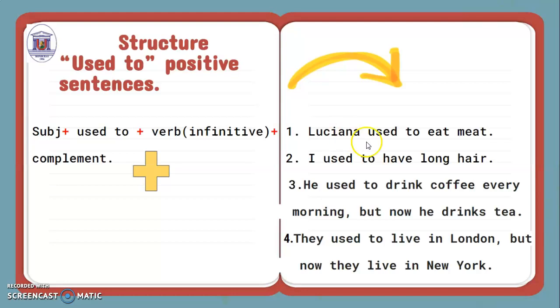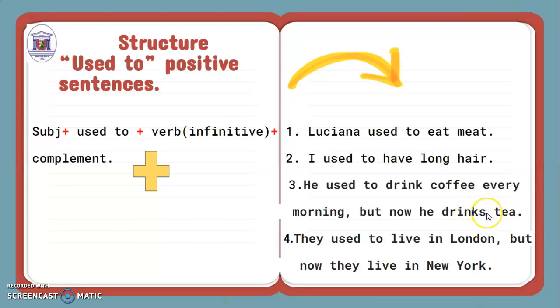Luciana is the subject, plus used to, plus the verb in infinitive, in this case eat, plus meat, in this case the complement. Luciana used to eat meat. She used to eat meat in the past. The second one, I used to have long hair. Maybe now my hair is short. Number 3, he used to drink coffee every morning, but now he drinks tea.